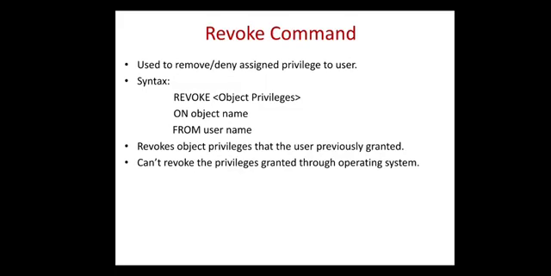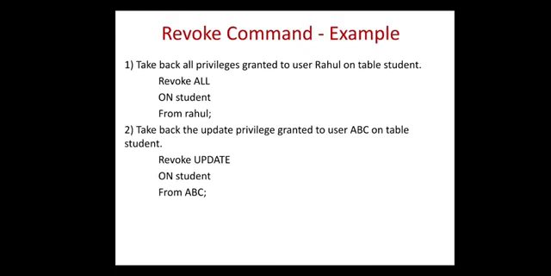Revoke object privileges on object name from username. It revokes the object privileges that the user was previously granted. Whatever privileges are granted using the grant command are taken back. And the main thing is, the revoke command can't revoke privileges granted through the operating system. This command works only after the grant command. So it is going to revoke only the privileges which are assigned by using the grant command. It is not going to take back the privileges or permissions given by the operating system.